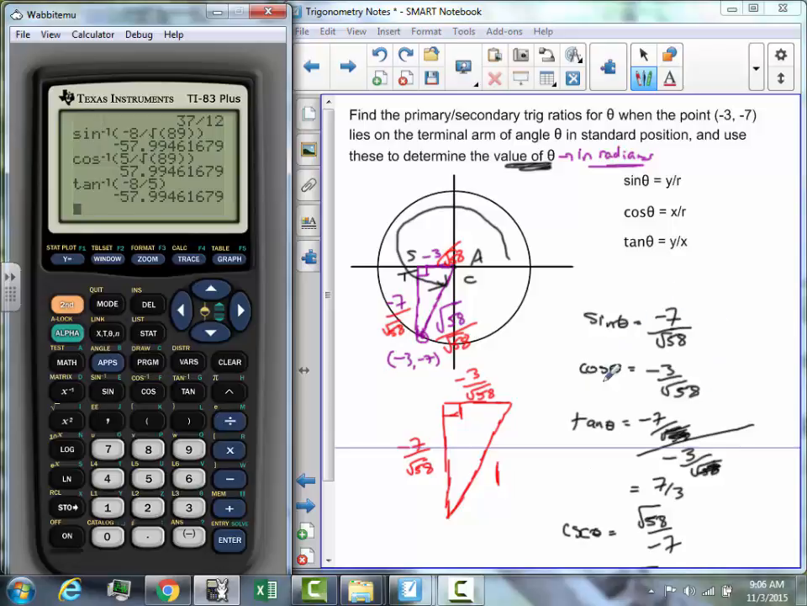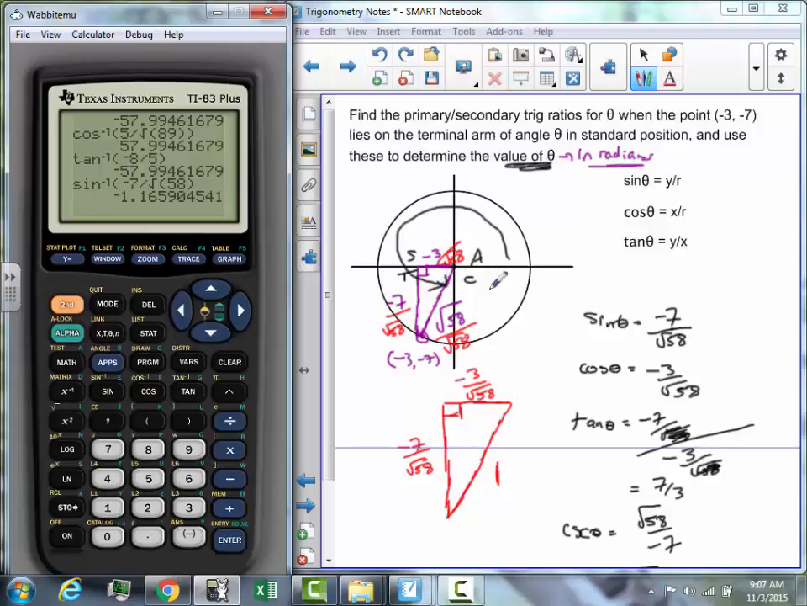I can use any one of these ratios here to solve for what theta is. I'm actually going to do all 3 of them. So I'm going to inverse sine the negative 7 divided by the root 58. That gives me negative 1.165. Okay, so I need to be able to interpret what that means. Your calculator found an answer, but it might not have found the answer we're looking for. Our estimation skills thought that we needed about 5 radians here, and it went backwards 1 radian.